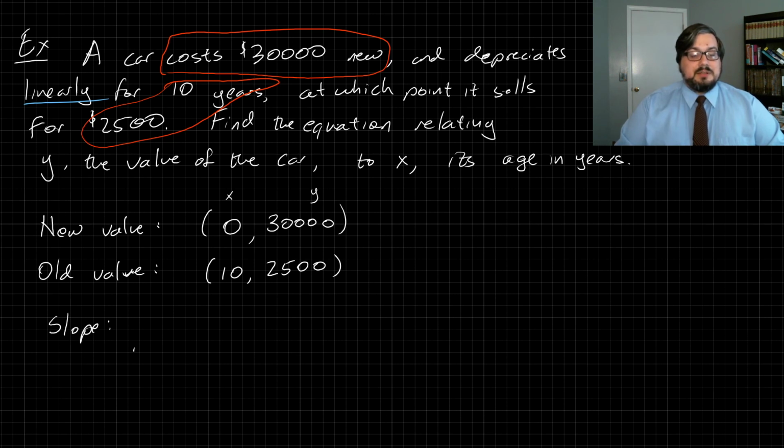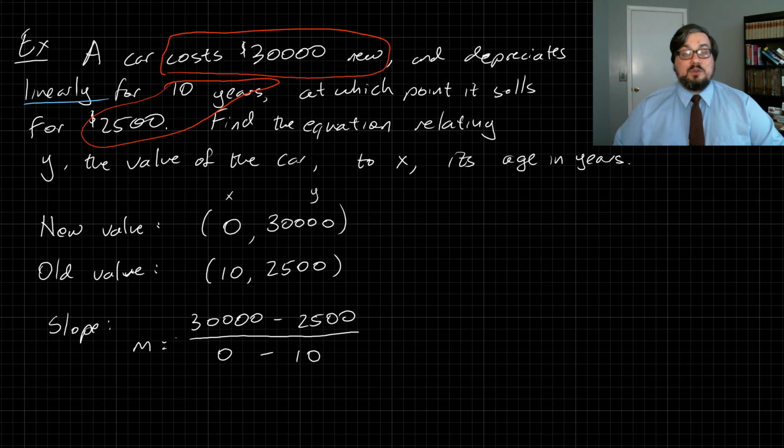slope. So the slope will be given by the difference in the y values. So I'll go 30,000 minus 2,500 divided by the difference in the x values. Now make very sure that you're doing these things in order. It's very easy in this situation to write 10 minus 0 in the denominator, but that's not correct. I wrote 30,000 first on top, which means I need the x value corresponding to 30,000 first on the bottom. So 30,000 minus 2,500 over 0 minus 10.